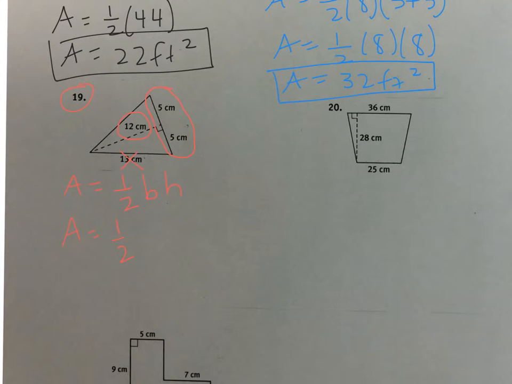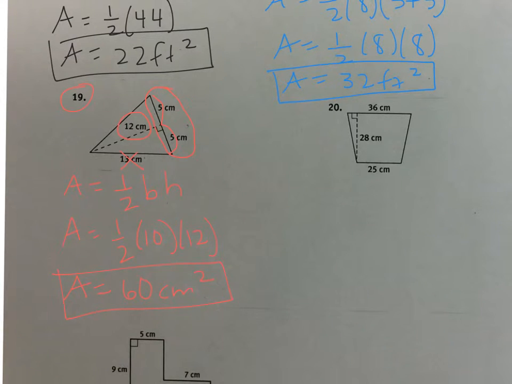1/2. I'm going to add those. 5 is to here and 5 is to here, so that's base of 10, height of 12, and that's half 120, so that's 60 centimeters squared. Okay?